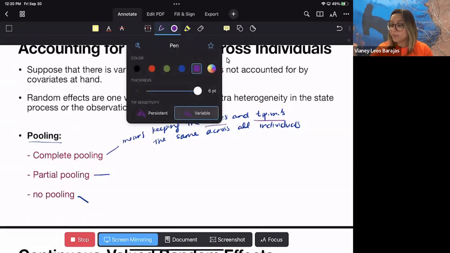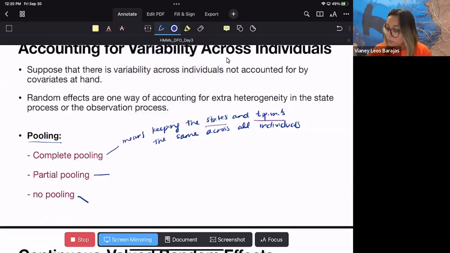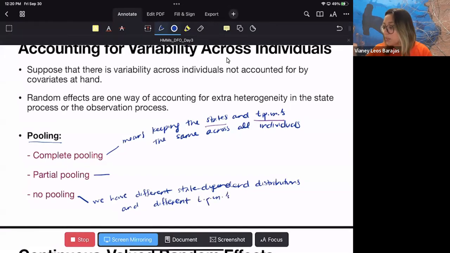Now, no pooling, we have different state-dependent distributions and different transition matrices across individuals.